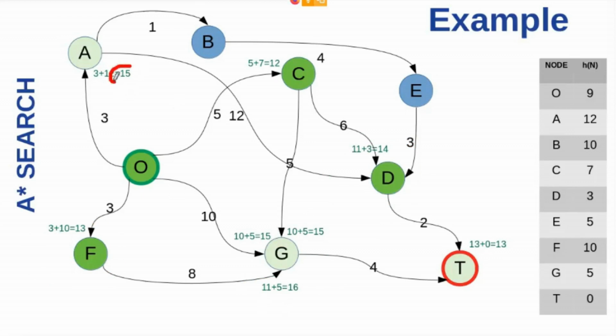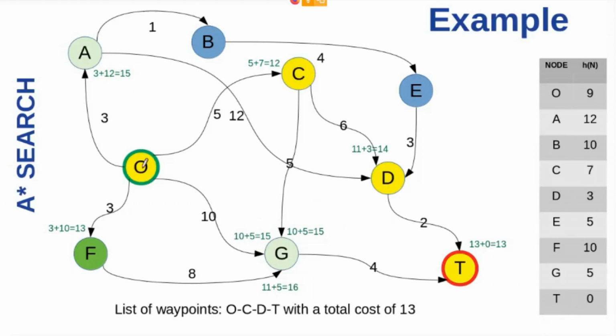Again, we reconsider all the neighbors, right? But as you can see here, we have still a 15. We have here still 15s, then here a 16, and then as you can see here, the total cost is 13 plus 0 equals 13. Why? Because here we have 5, 6, 11, then we have 13, because here we have a 2, and the heuristics of T, because it's the target, is 0, right?